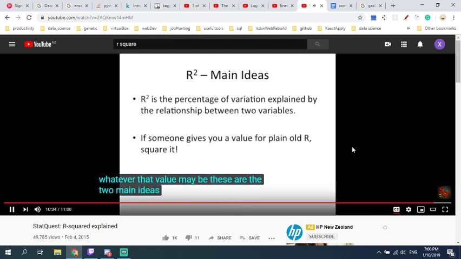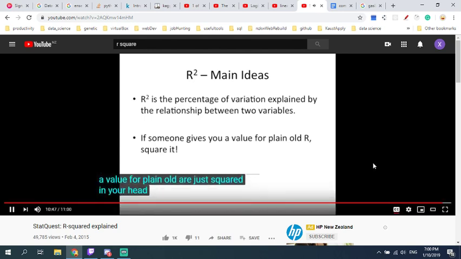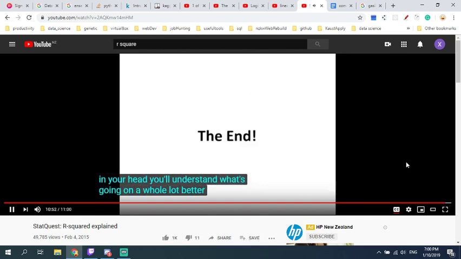These are the two main ideas for r squared. R squared is the percentage of variation explained by the relationship between two variables, and also, if someone gives you a value for plain old r, just square it in your head. You'll understand what's going on a whole lot better.